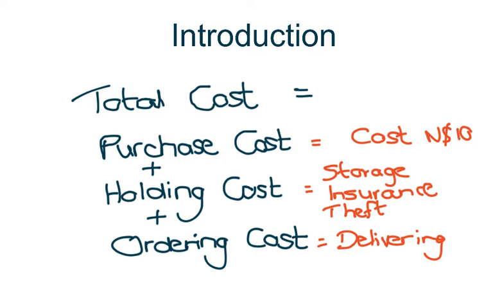Now, all of these will be added to your purchase cost to get your total cost. So now you can see, if you want to purchase something, you will have to pay the purchase price. That's a given. But you really want to prevent holding cost and ordering cost from getting too high.